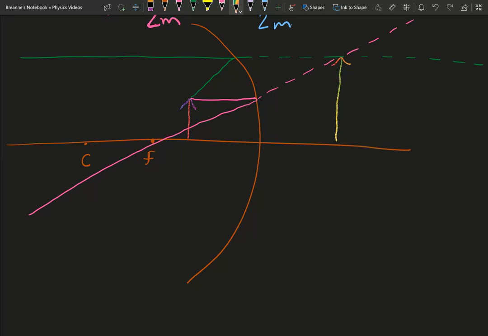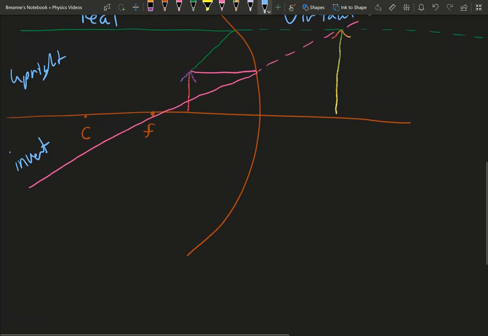Pretty cool, huh? Now, a couple of things to remember. If it's on this side, it is real. This side is virtual. Up here would be upright. This is inverted. So it is a virtual upright image.